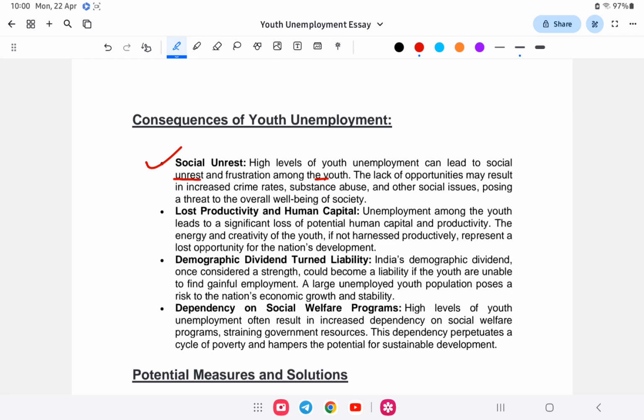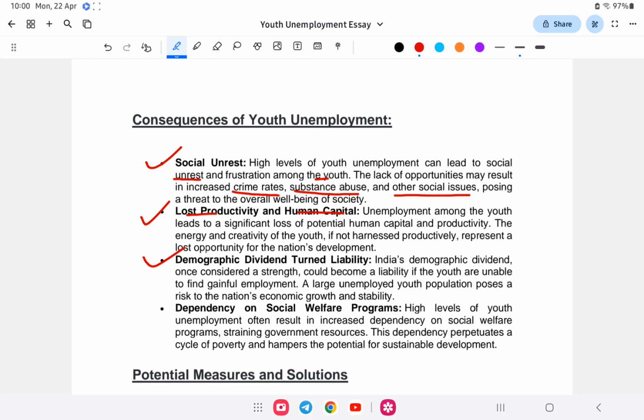The lack of opportunities may result in an increase in crime rate and substance abuse. Crime rate means they will start stealing because they need to eat, posing a threat to the overall well-being of society. Next, lost productivity and human capital, because the youth's potential is wasted. If it is not utilized, it affects economic growth, productivity and human capital.